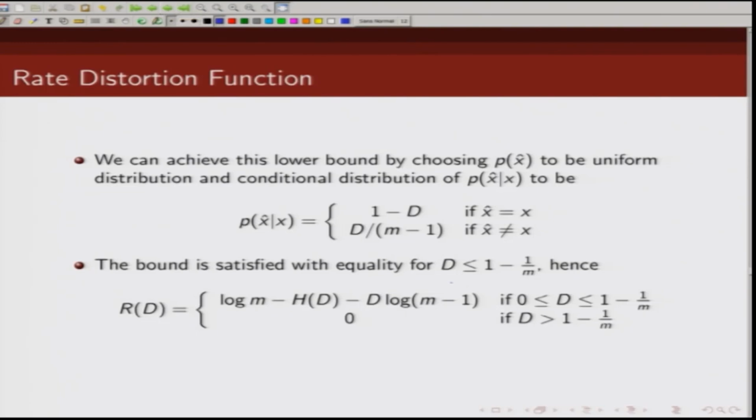Now this bound is satisfied with equality when d is less than or equal to 1 minus 1 by m. So the rate distortion function for this uniform source under Hamming distortion is given by log of m minus h of d minus d log of m minus 1, as long as d is less than or equal to 1 minus 1 by m, and for d greater than that, the rate is given by 0.